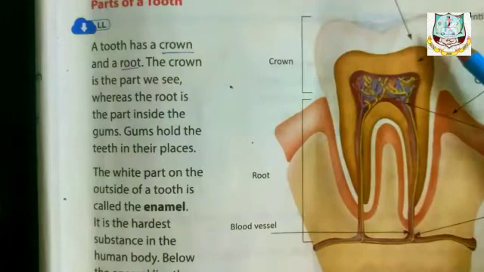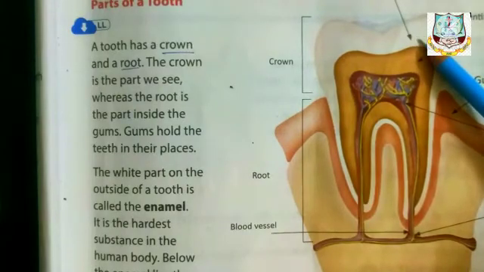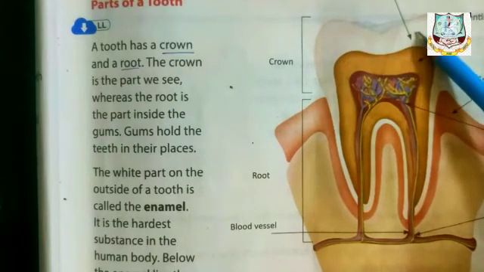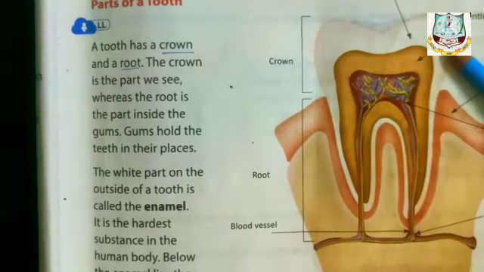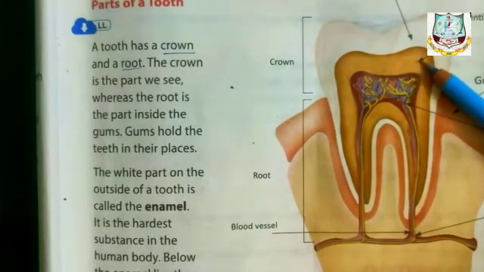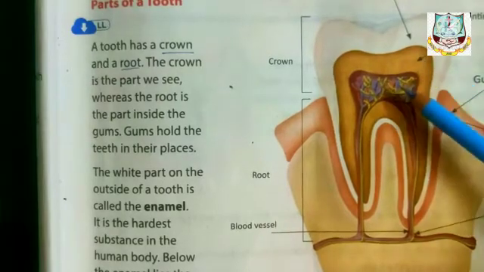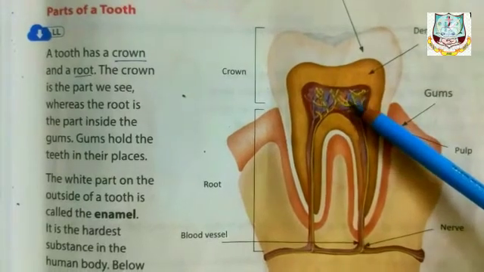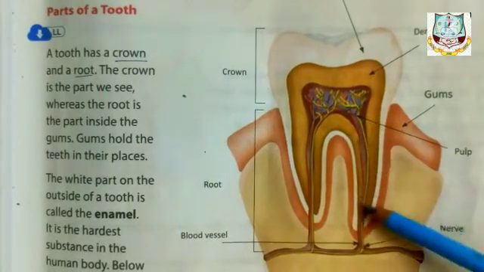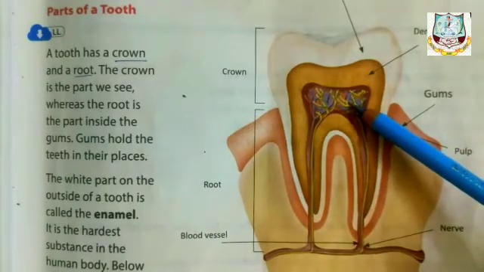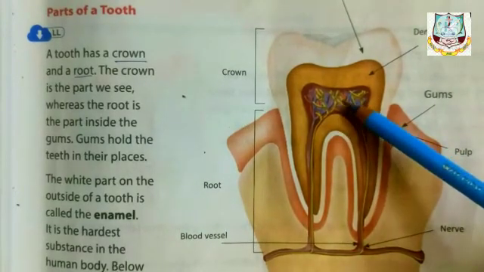Next, the white part on the outside of a tooth is called the enamel. It is the hardest substance in the human body. Below the enamel lies the hard dentine. Inside the dentine lies the pulp. It is very soft and full of nerves and blood vessels. The pulp forms the central part of the tooth.